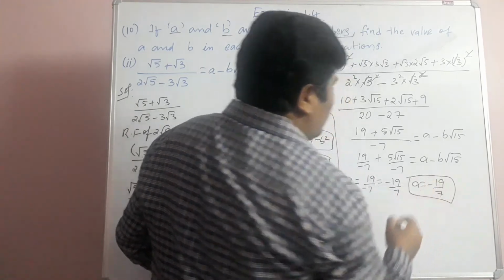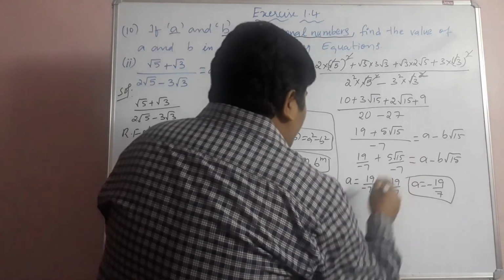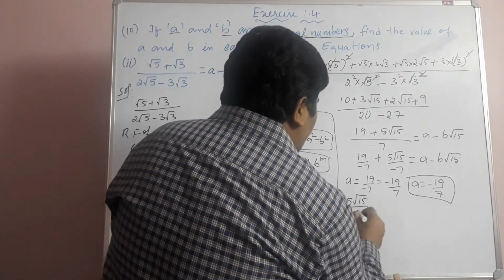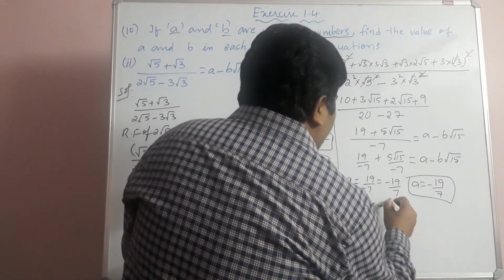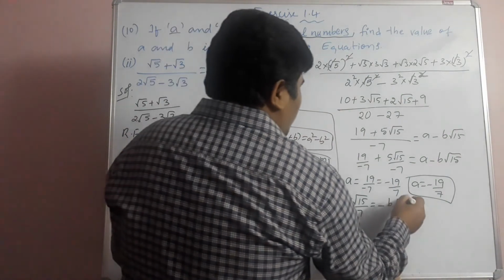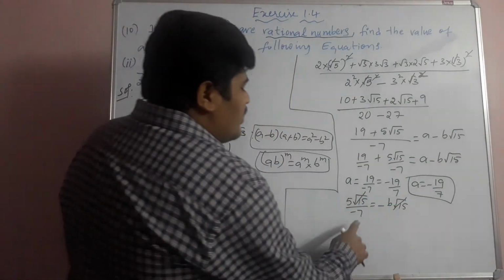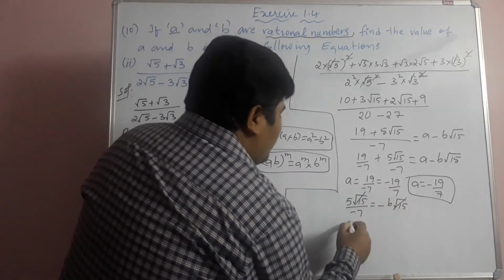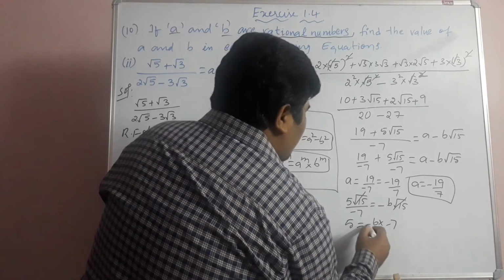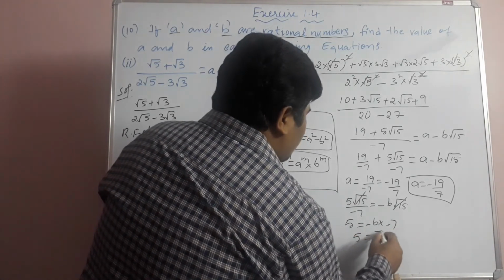Now equate the irrational parts. What are the irrational parts? 5 root 15 by negative 7 is equal to negative b root 15. Here root 15 is the same, so it will get cancelled. Now send this minus 7 to the other side. What you will get? 5 is equal to minus b into minus 7. Minus into minus is plus, so we can write here 5 is equal to 7b.